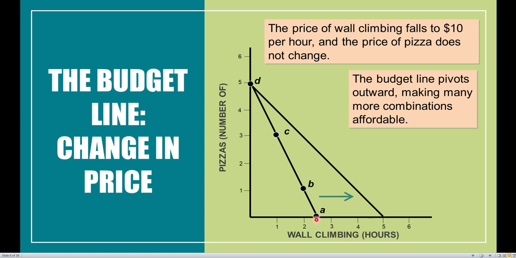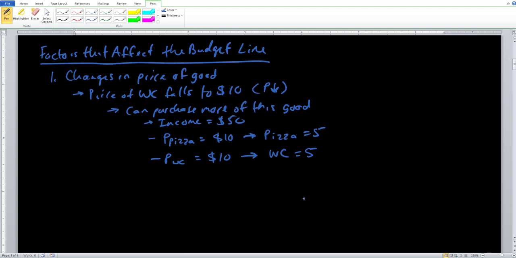Before, we were stuck at 2.5. The maximum amount of hours of wall climbing we can purchase was 2.5. But because wall climbing has gotten cheaper, we can now purchase 5. So therefore, our budget line has pivoted or rotated outwards. And we want to be very careful with that terminology. Anytime the price of a good changes, we notice that our budget line is going to pivot. So here, the budget line pivots outwards. Pivots or rotates, they mean the same thing for us in this instance. So here, the price of a good decreases, and the budget line is going to pivot outward.